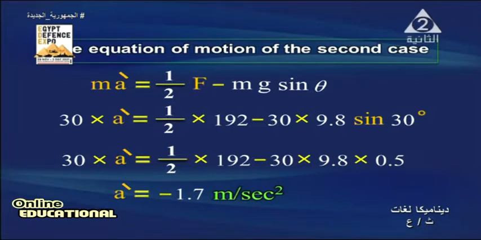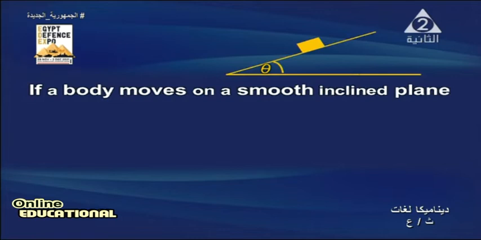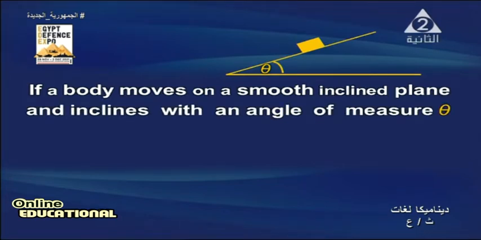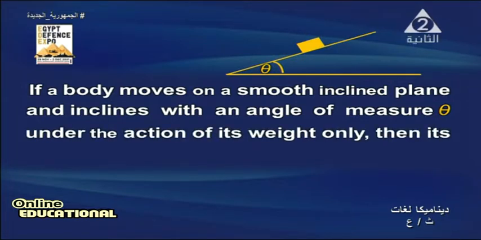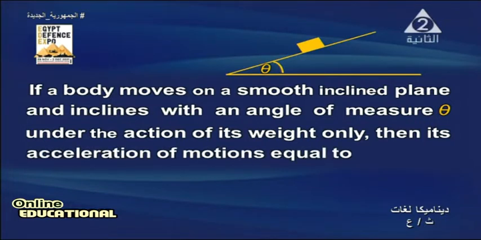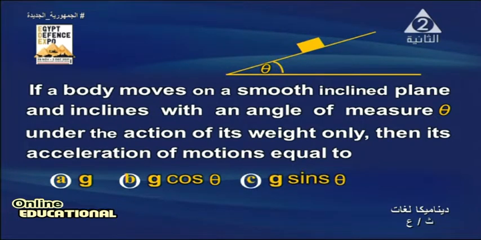Another example. If a body moves on a smooth inclined plane inclined with an angle of measure theta under the action of its weight only, then its acceleration of motion equals g cosine theta, g sine theta, or equals 0.